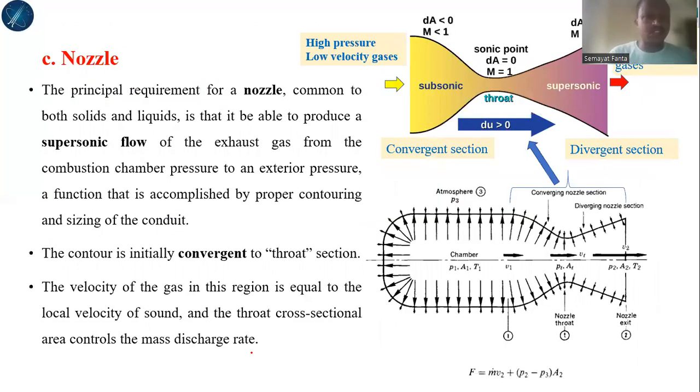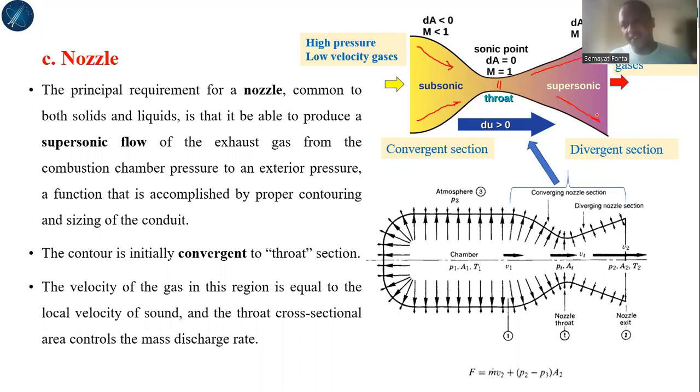Let me go to the nozzle. So the nozzle is one of the very fundamental components of the rocket. It has the shape of a converging-diverging section. There is a converging section here, and there is a narrow section, very narrow, around here, and then the diverging section.